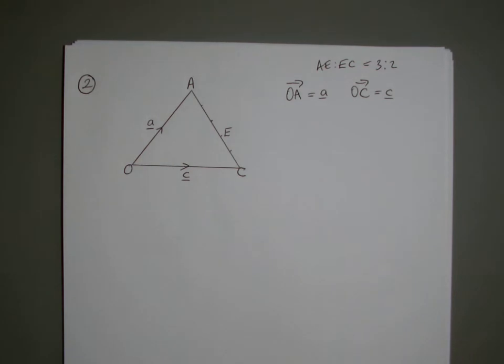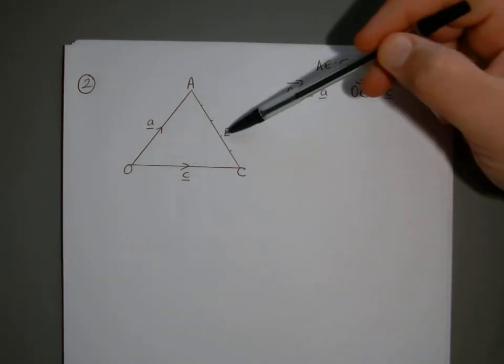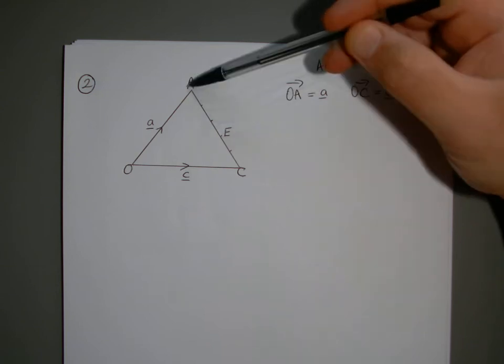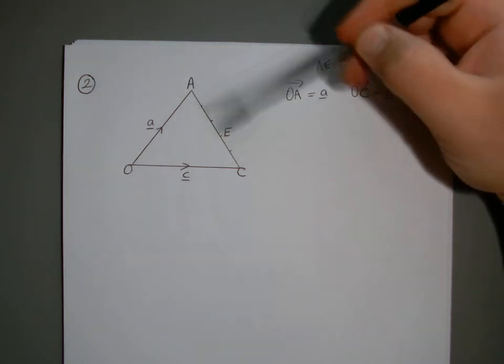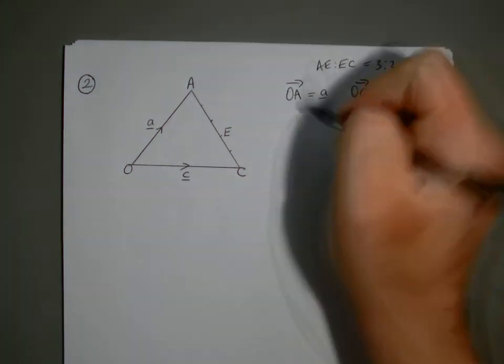Now we want to describe the position vector of E. As we saw in the first instance, in order to get E, we need to know what this vector is here, AC. We saw that in the first one. We really need to know what that vector is. So let's work that out to start with.